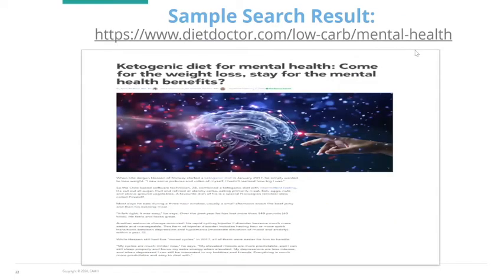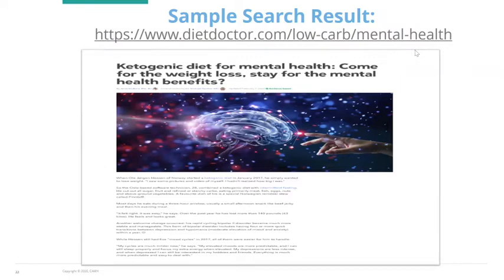So the Diet Doctor, as you can see, there we go. They're saying ketogenic diet for mental health, come for the weight loss, stay for the mental health benefits. Now, I know this screenshot's going to be a little bit hard to read, so I'll just give a recap of what's on this page, and then we'll go into more detail into specific content on the page.